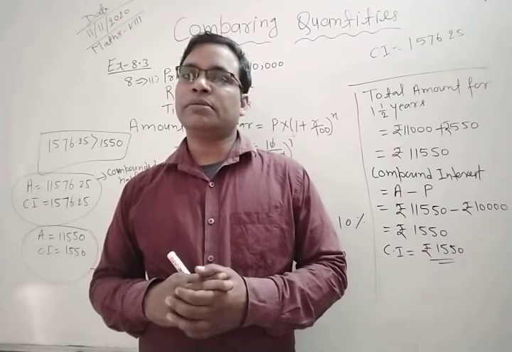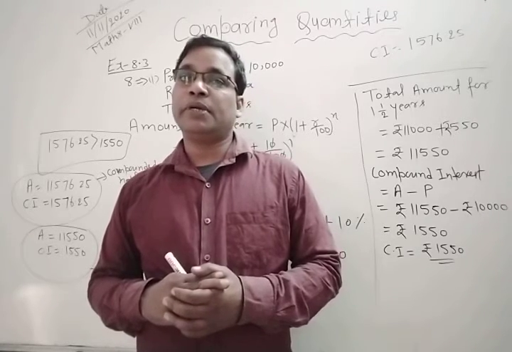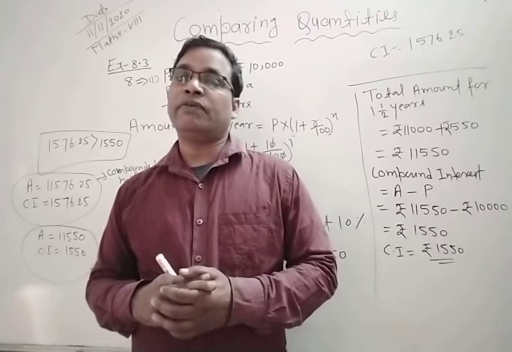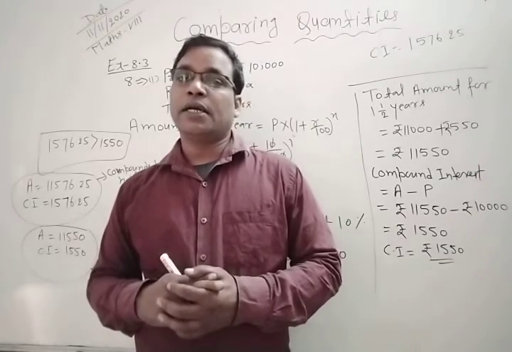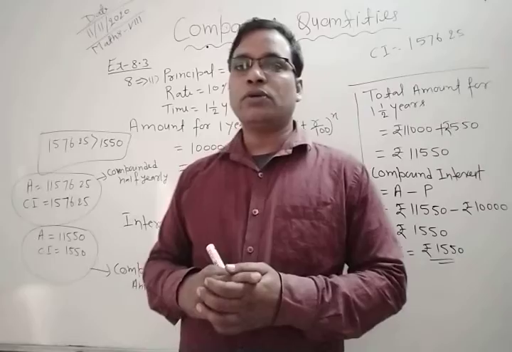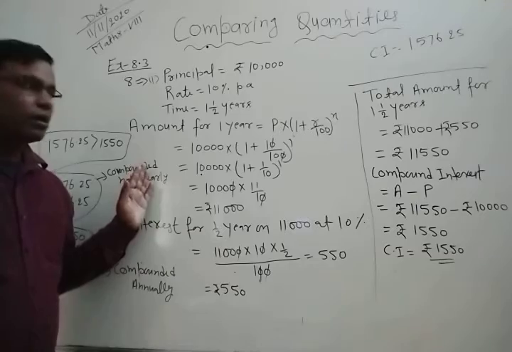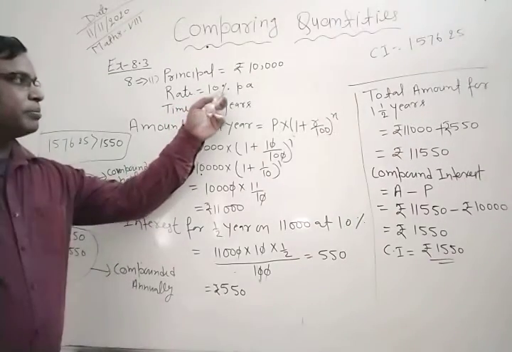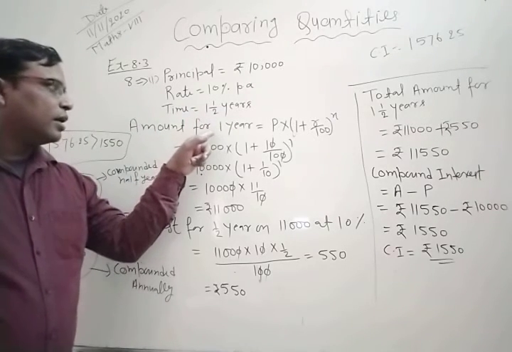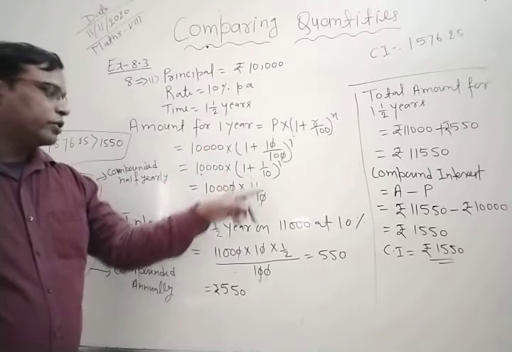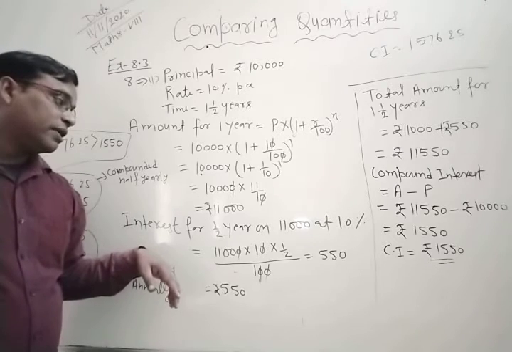Clear? So this becomes 25 percent per annum, but here we need to find compounded half yearly, so the time is multiplied by 2 and the rate is divided by 2. So let's see how to solve this question. In the previous question, the rate was given as 10% per annum, the principal was given, and the time was 1.5 years. So first we find the amount for 1 year, which is 11,000, and after this we find the interest for half year.